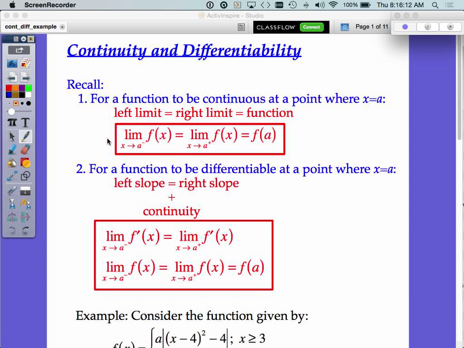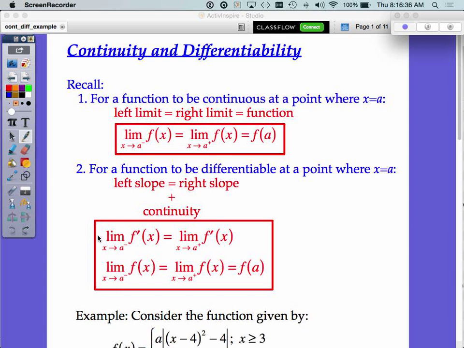Differentiability requires a little bit more. It requires all of that. It requires that the function is in fact continuous, and it also requires that the left slope has to equal the right slope, which means that we need to meet the condition for continuity that we just said above. We also need to meet the condition that the limit as x approaches a from the left of f prime at x has to equal the limit as x approaches a from the right of f prime at x.